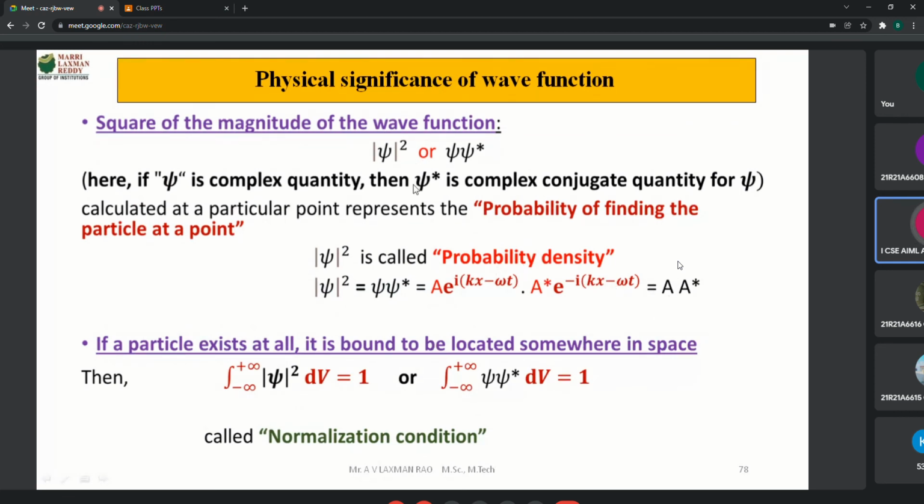Probability density is what? If the particle is moving within minus infinity to plus infinity, definitely we can locate that particle. So if you want to know the probability of finding the particle in a given space, we can find it out by using this expression. This is called the normalization condition.